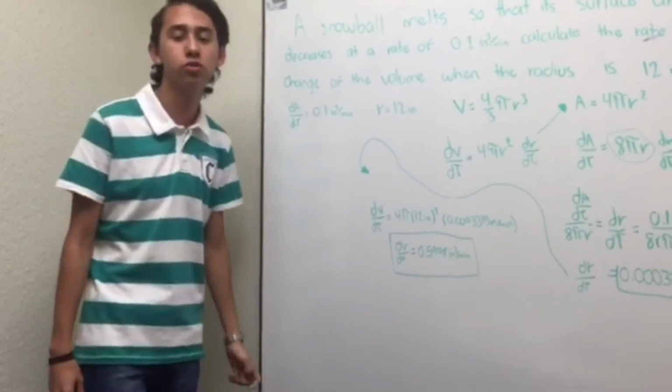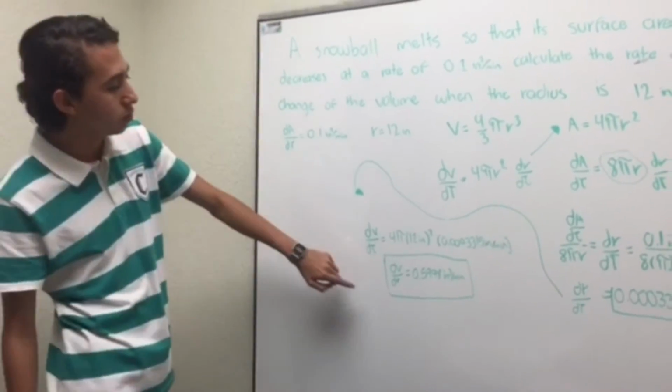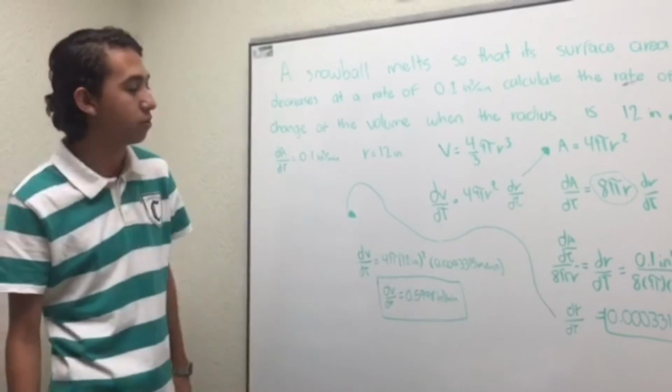In conclusion, according to the answer, we know that the snowball is melting at 0.5998 inches cubed over minute.